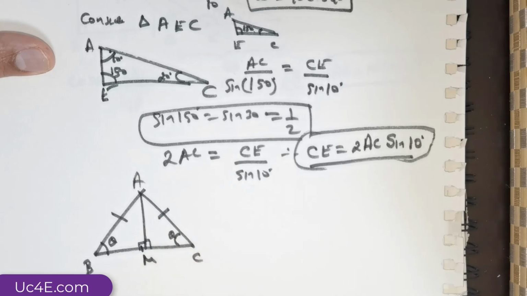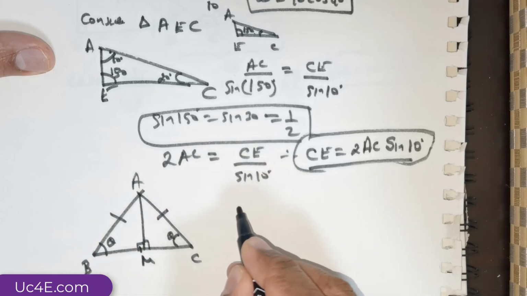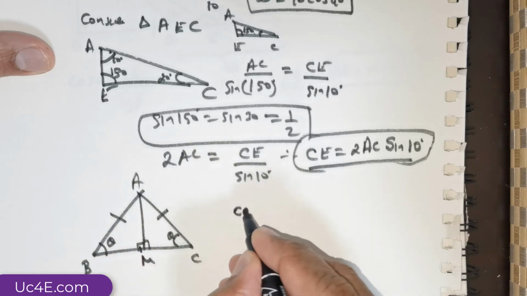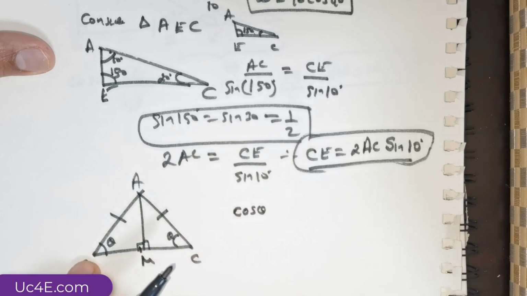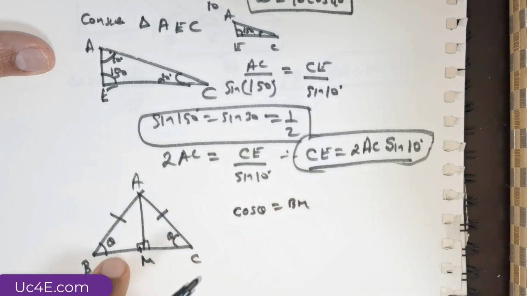Now I would like to know what BM is. So if I take cos theta, it is equal to BM. Now in this case it is 10 units.